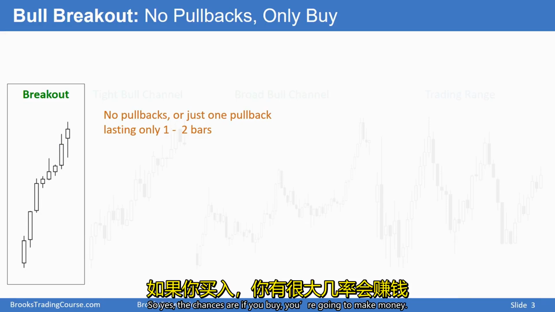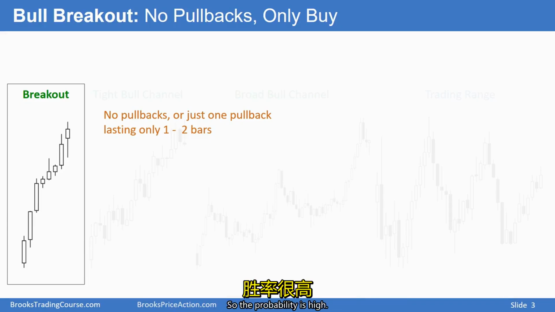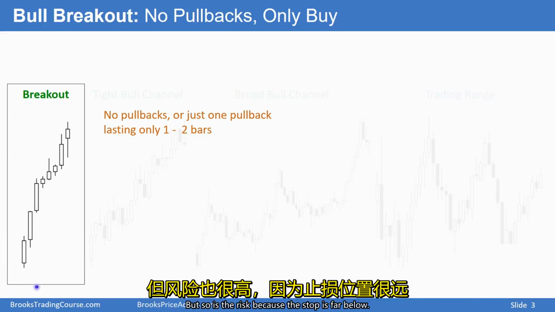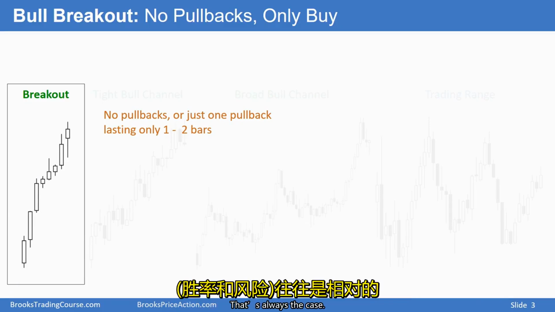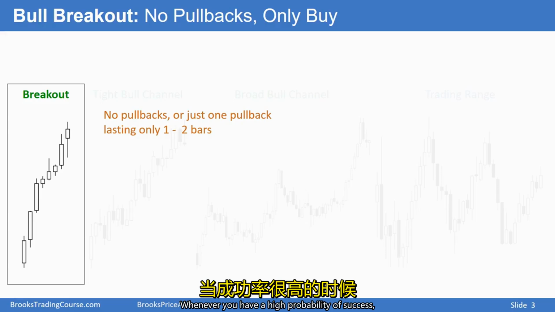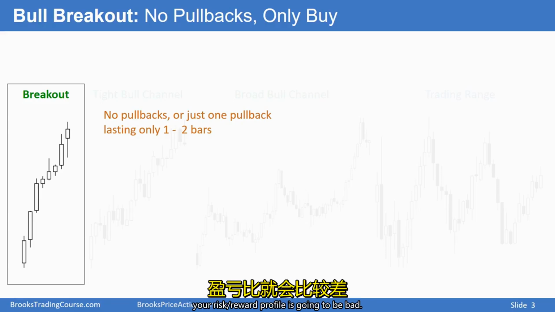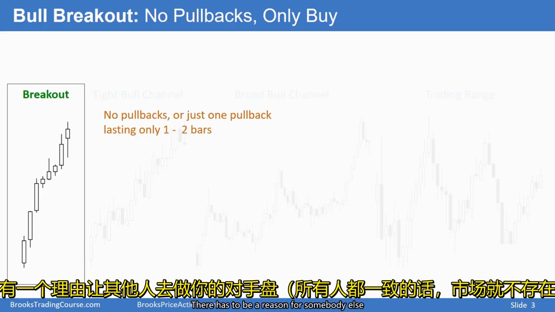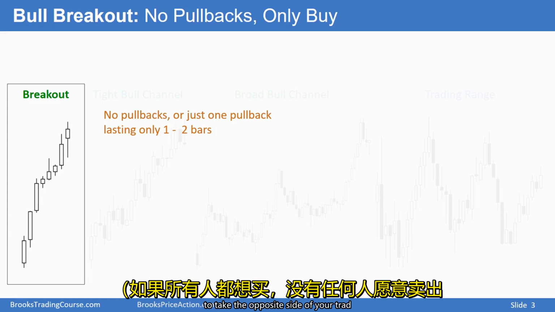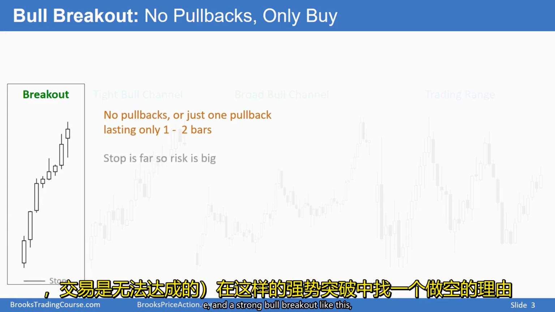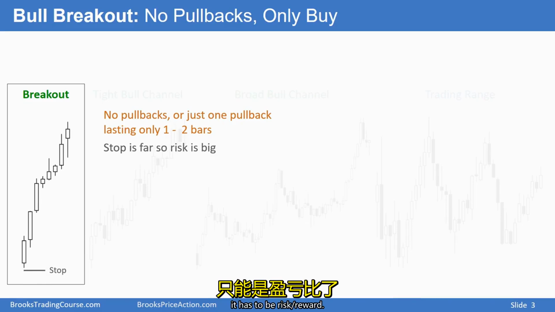So yes, the chances are if you buy, you're going to make money. So the probability is high, but so is the risk because the stop is far below. And that's always the case. Whenever you have a high probability of success, your risk-reward profile is going to be bad. There has to be a reason for somebody else to take the opposite side of your trade. And a strong bull breakout like this, it has to be risk-reward.